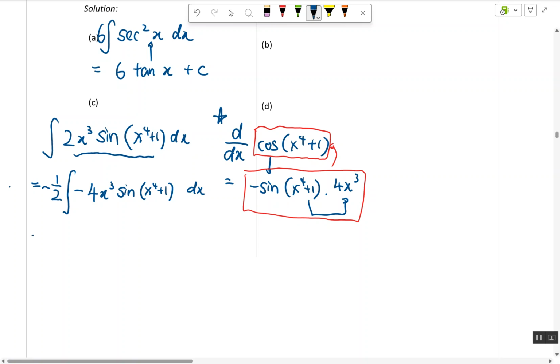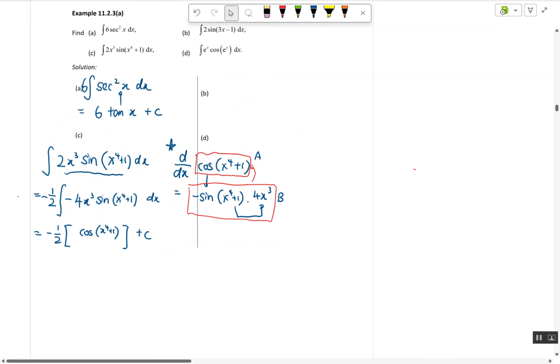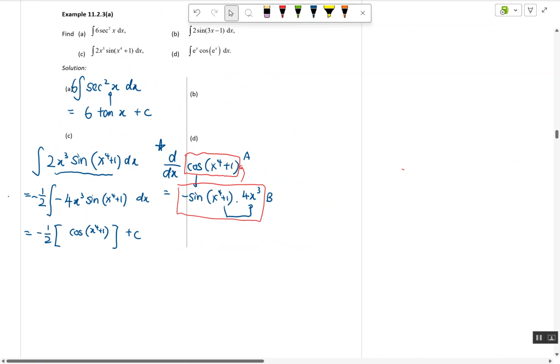Okay, so now that I know I differentiate Mr. A, I'm going to get Mr. B. When I integrate Mr. B, I'm going to go back to Mr. A. So my answer would just be straightforward: cosine x to the power of 4 plus 1, and that's all, plus C. So anything that's on the outside, don't be afraid. Think of I differentiate what, I can get this as a result.